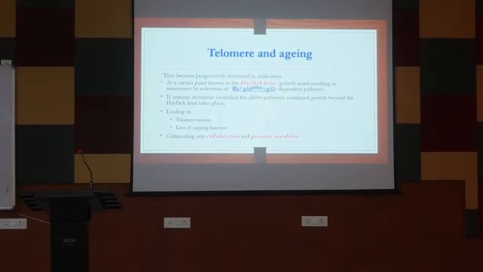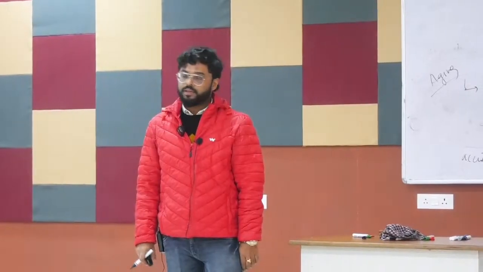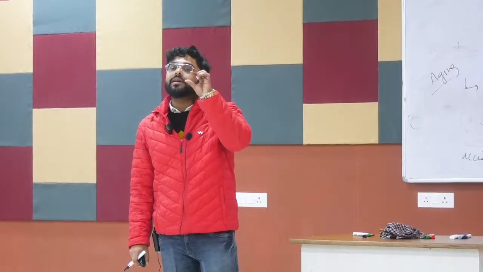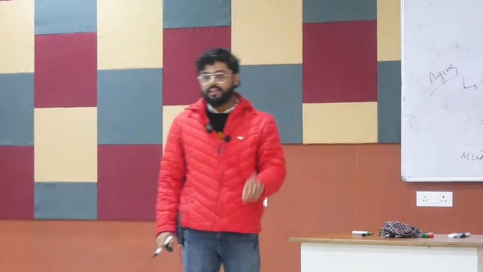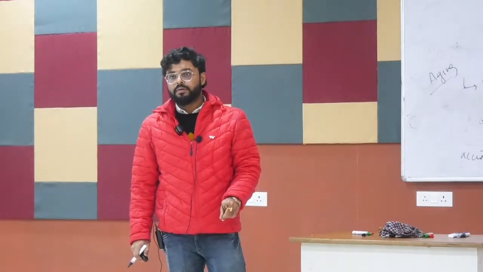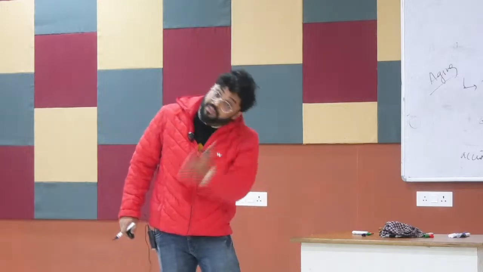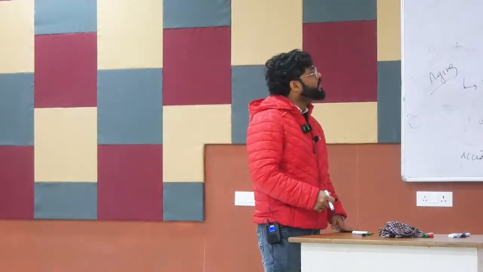Suppose our chromosome is replicating, but after a certain point, there is a constant length within a chromosome up to which a cell can shorten, because after the limit of Hayflick limit, if the cell shortens further... এটুকু বুঝেছো? Okay. So at a certain point of the Hayflick limit, the growth is arrested.